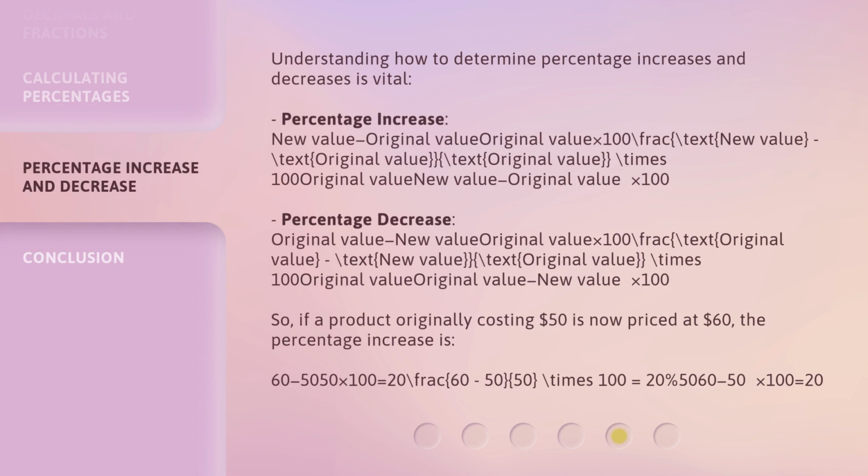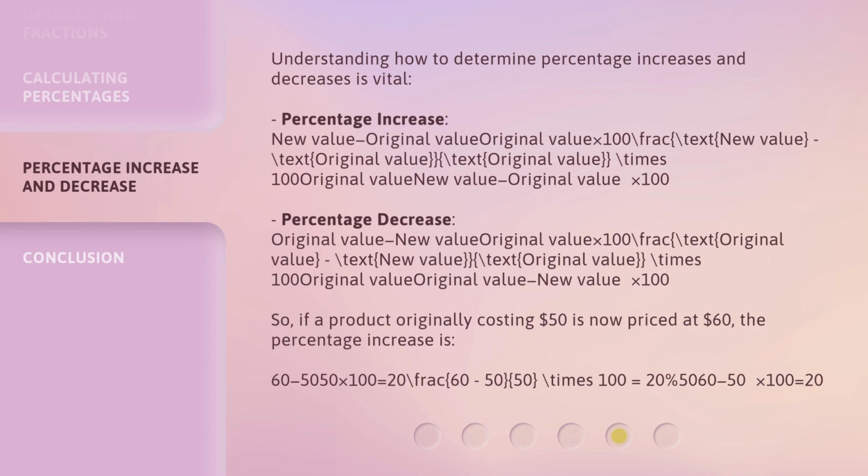Understanding how to determine percentage increases and decreases is vital. Percentage increase: (new value minus original value) divided by original value, times 100. Percentage decrease: (original value minus new value) divided by original value, times 100.